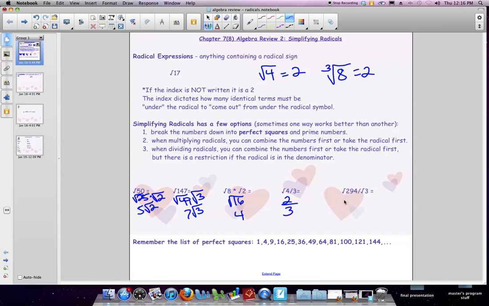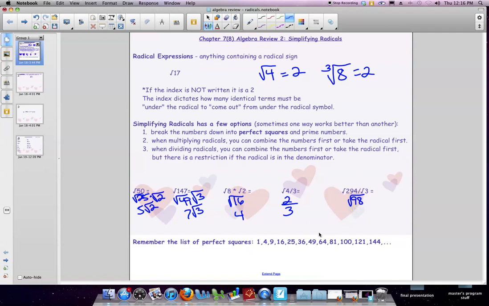I think I will divide them first, since 294 isn't a perfect square, and 3 obviously isn't a perfect square. When I divide 294 by 3, I get the square root, like I said, of 98. Now I only have one number to break down, and if it has a perfect square in it, then life is good. If it doesn't, then the square root of 98 is as good as I can get.